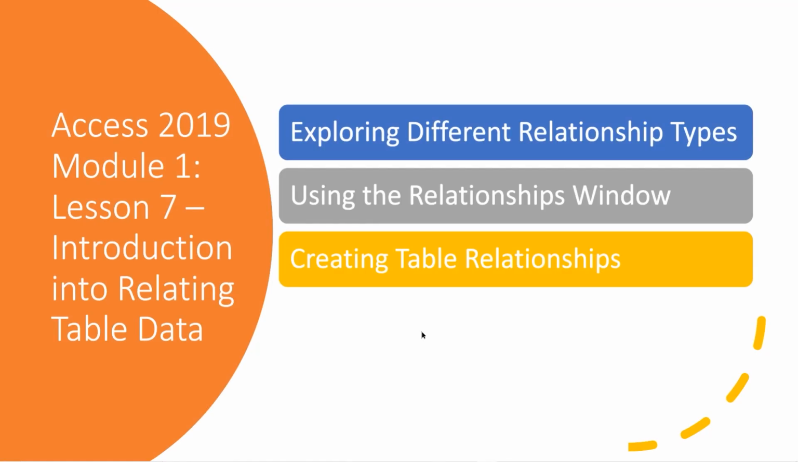We briefly toured the relationships window when we were reviewing the Northwind database. Now we're going to get into relating table data. So we're going to explore different relationship types. You kind of got to know that in the background before you create relationships. We're going to go back to the relationships window, and we're going to create the relationships for our database.